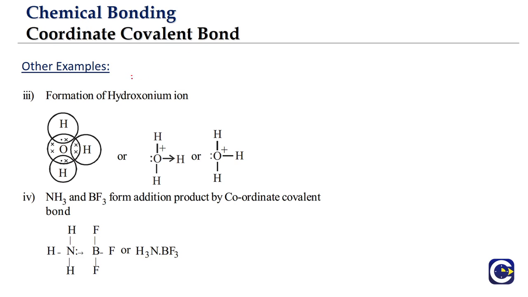The case of hydroxonium ion. So what is hydroxonium ion? It is H3O plus. So what is H3O plus? We can also call it as what? Hydronium ion, okay? So H3O plus, what we have is the oxygen is bonded to two hydrogens. Okay, so now it will be having what? It will be having two lone pairs.